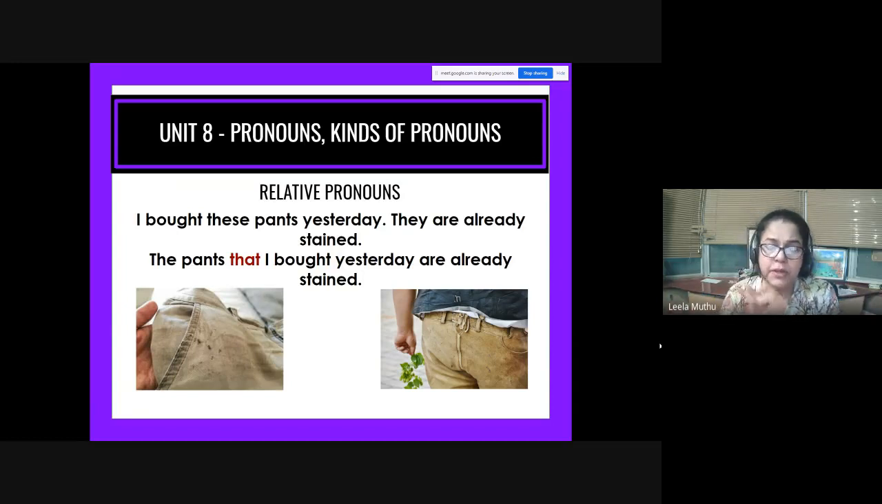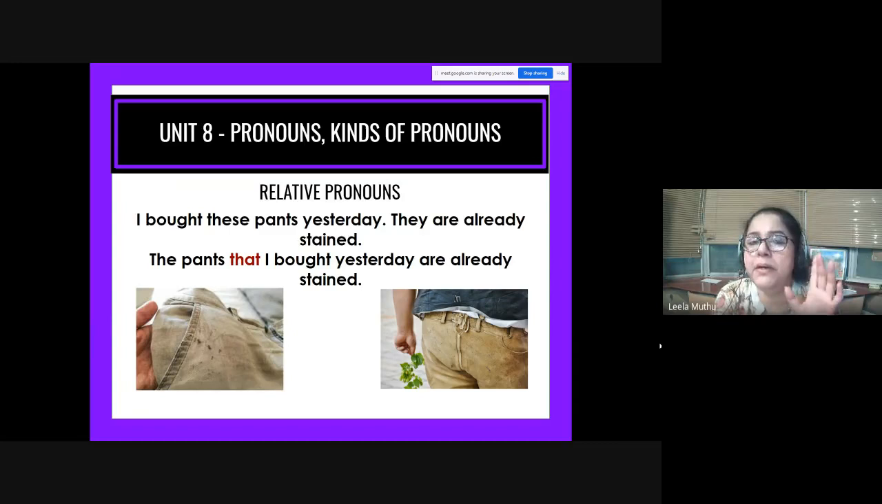Okay, so now let's use a relative pronoun to join the sentences. The pants that I bought yesterday are already stained. Now both sentence 1 and sentence 2 are very flawlessly joined together using that.